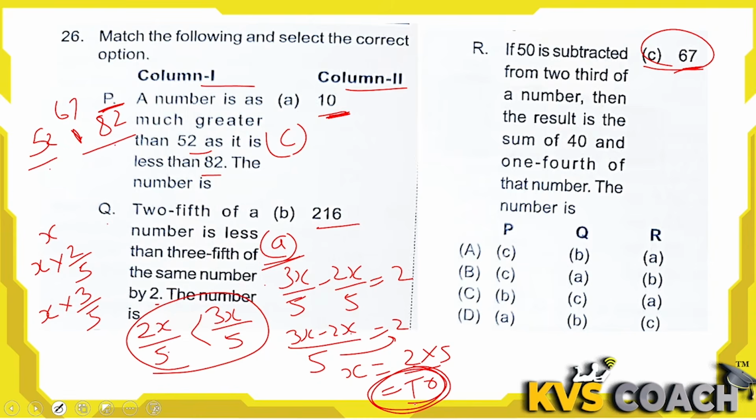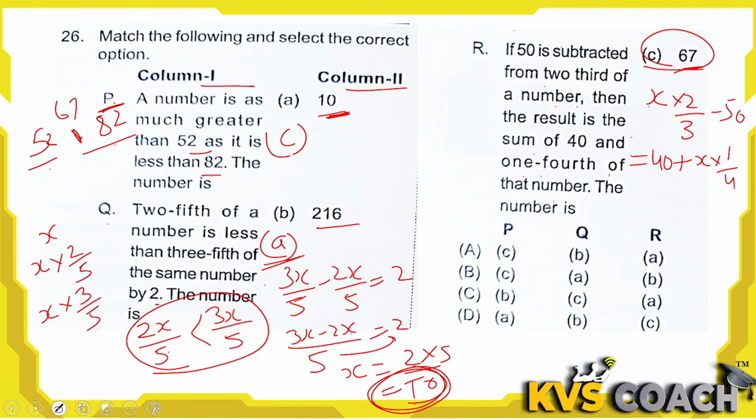Third one is 50. If 50 is subtracted from 2/3 of a number. ठीक है. Let the number be x, and 50 is subtracted from the 2/3. x का 2/3 है जिसमें से हमने क्या सब्सट्रैक्ट किया है? 50. Then the result is the sum of 40 and 1/4 of the number. Result किसके इक्वल है? इक्वल टू द 40 प्लस what? 1/4 of the number. x का 1/4.